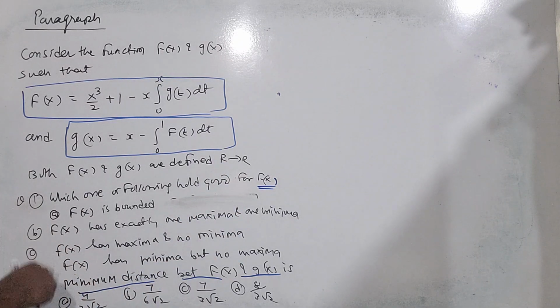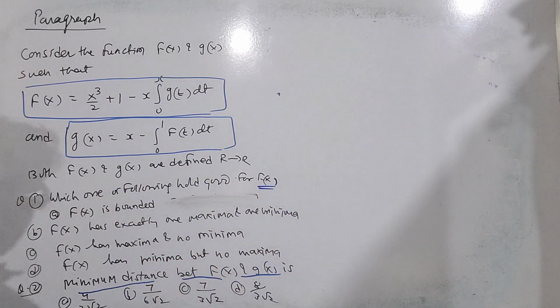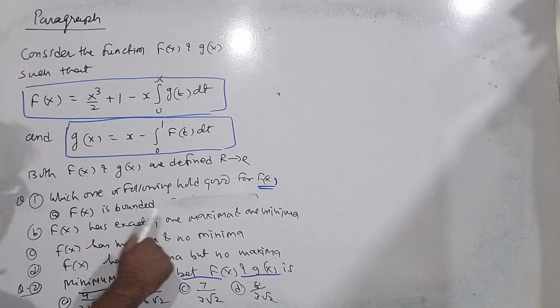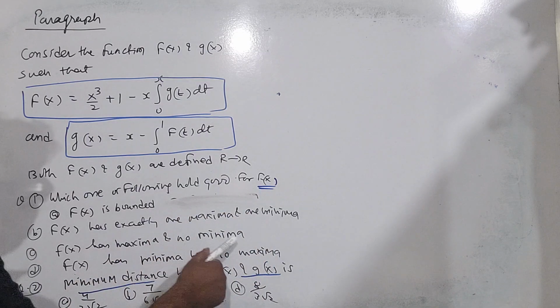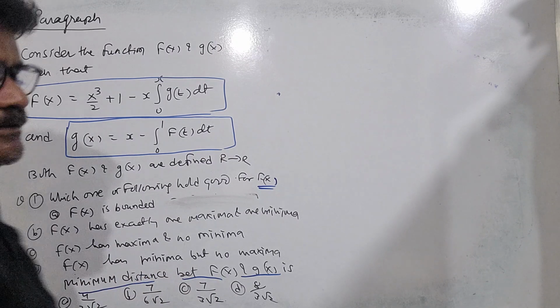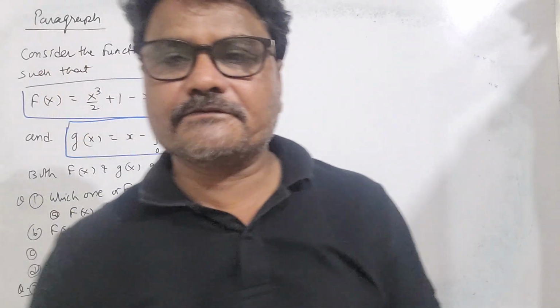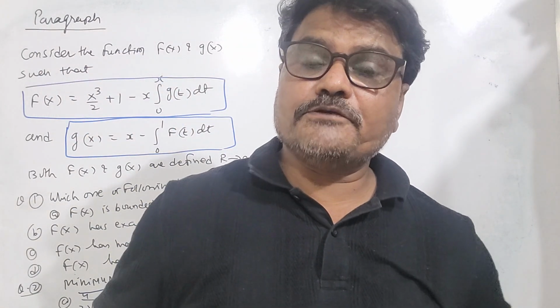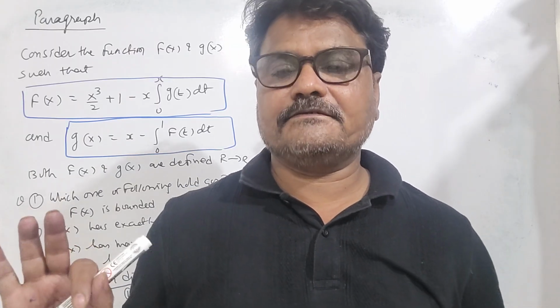Then there are two questions. One is which one of the following holds good for f(x)? That f(x) is bounded, f(x) has exactly one maxima and one minima, f(x) has maxima and no minima, f(x) has minima but no maxima. So this is the first question. It means we have to determine function f(x) and then give the answer whether f(x) is bounded or unbounded, and how many maxima and minima it has, like that.